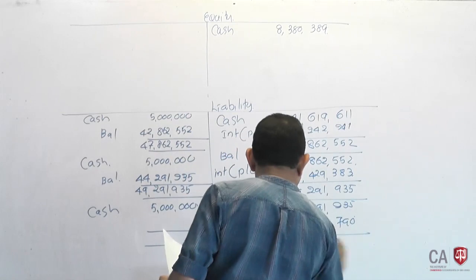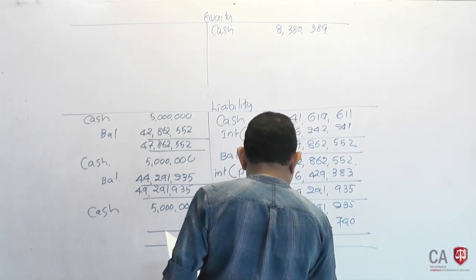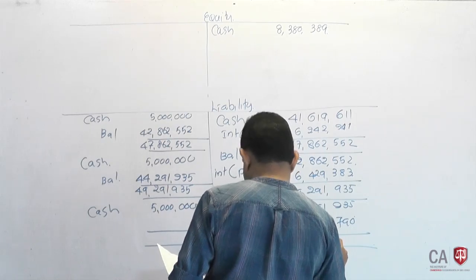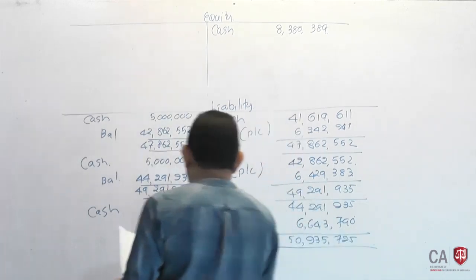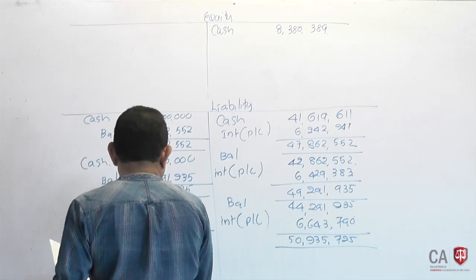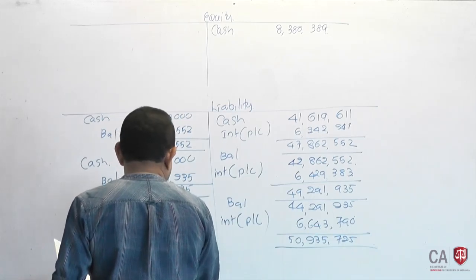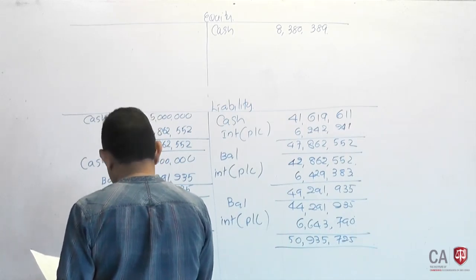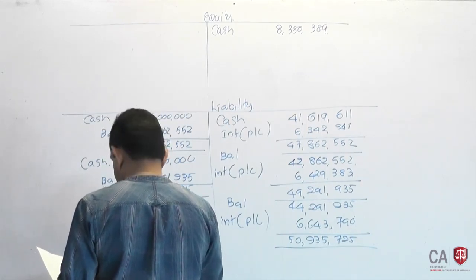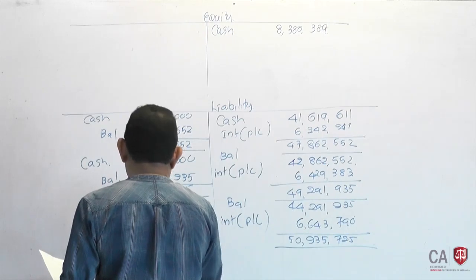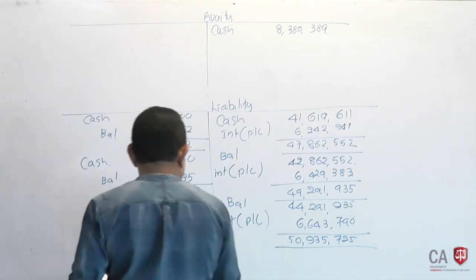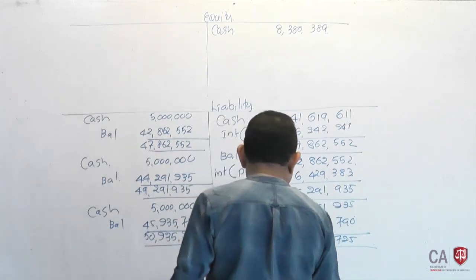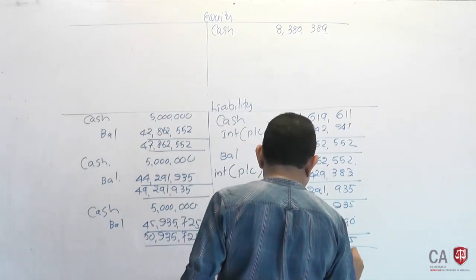This is 50,935,725. So, the balance is 45,935,725.